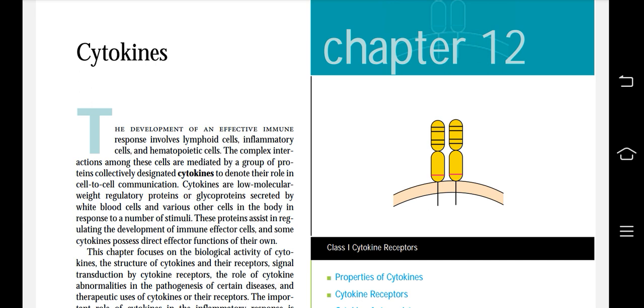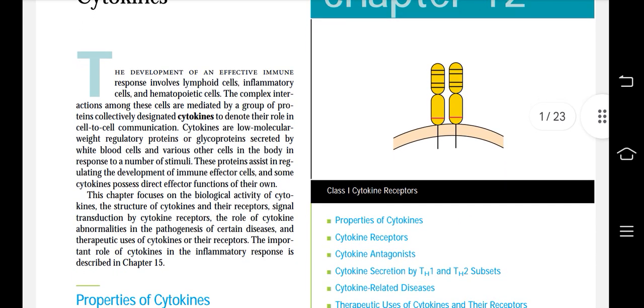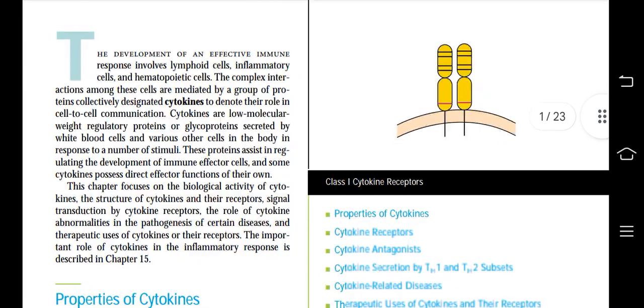These proteins assist in regulating the development of immune effector cells, and some cytokines possess direct effector functions of their own. This chapter focuses on the biological activity of cytokines, the structure of cytokines and their receptors, signal transduction by cytokine receptors, and the role of cytokine abnormalities in the pathogenesis of certain diseases and therapeutic uses of cytokines or their receptors. The important role of cytokines in the inflammatory responses is dealt with later, so we won't be dealing with that today.